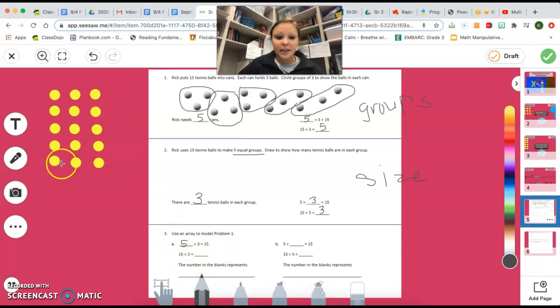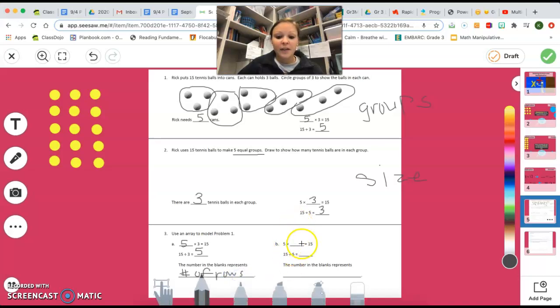And 15, the total, divided into rows of 3 equals 1 row, 2 rows, 3 rows, 4 rows, 5 rows. So the number in each blank represents the number of rows or groups.